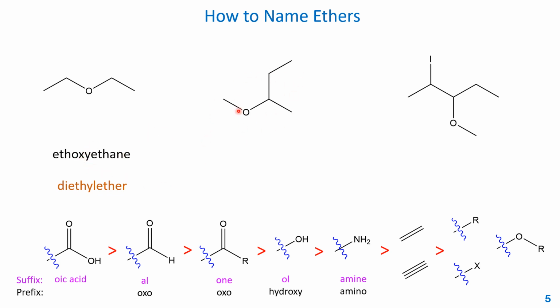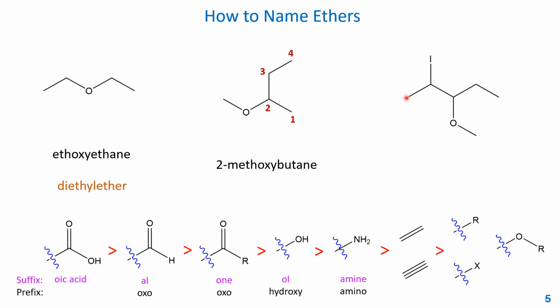This example, we have the longest chain here. That's just 1 carbon. That's 4 carbons. So we number this carbon as 1, 2, 3, 4. And then this is a methoxy group. So that's 2-methoxybutane.